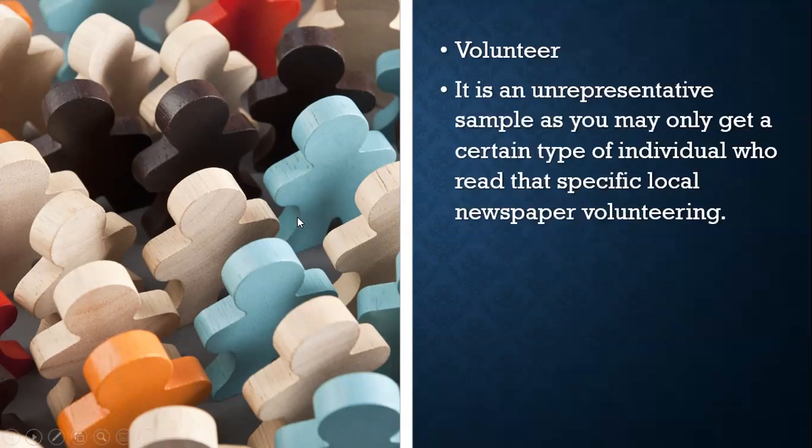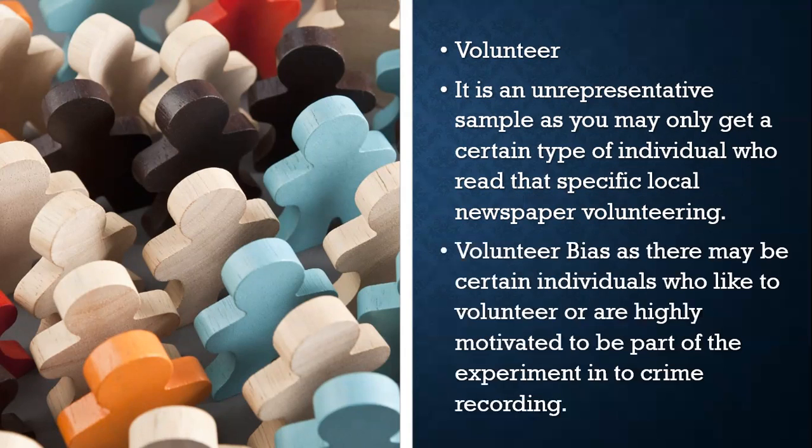So it is an unrepresentative sample. So that will get me my 1 mark for my point, as you may only get a certain type of individual who reads that specific local newspaper volunteering. Now, this was a student's answer, they have applied it, which is fine, it still gets the marks, but you don't need to have applied it. So you could say it is an unrepresentative sample, as you may only get a certain individual or person who has seen the advert or the poster, because that's how you get them. You've got to put up something or notice. Here's your marks. I've also put another one.